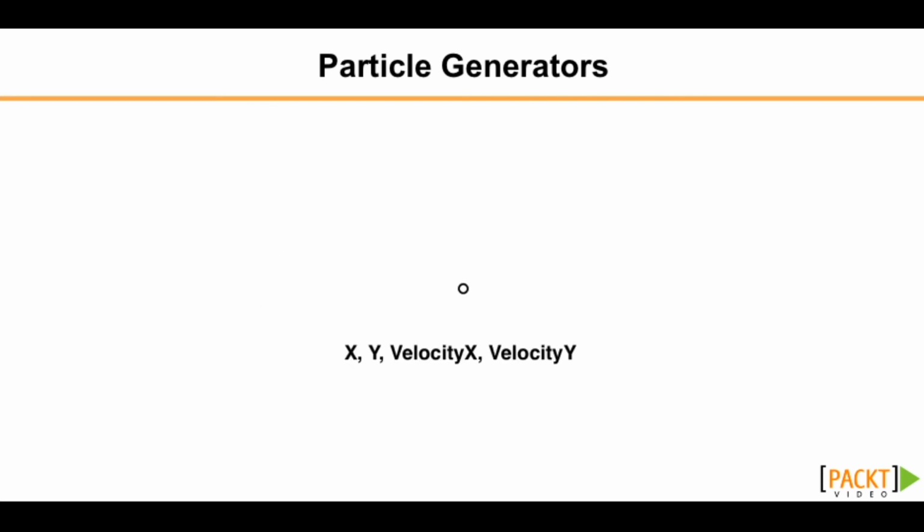And each particle has four sets of properties in 2 dimensions: x, y, the velocity in the x-axis, and the velocity in the y-axis. And in 3 dimensions, it adds the z-axis, right? So the z-axis and the velocity in the z-axis. It's actually very easy to understand.